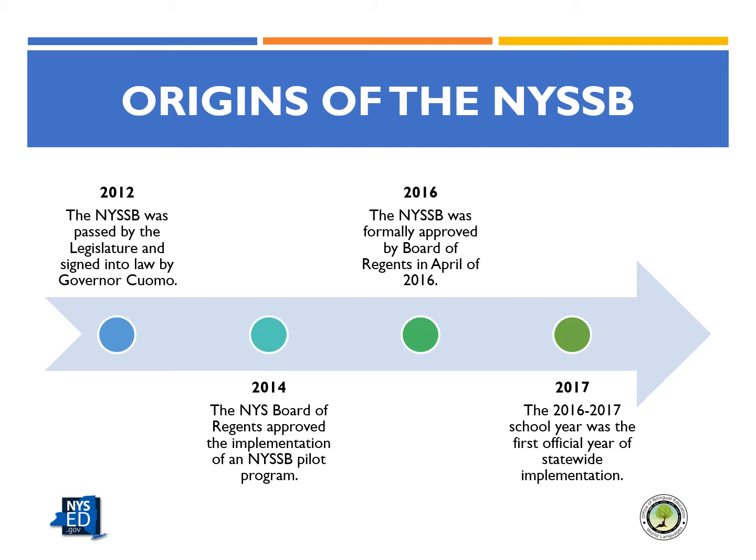In 2014, the New York State Board of Regents approved the implementation of a Seal of Biliteracy pilot program in a limited number of districts to inform the final set of criteria that would be established for all schools. The criteria for students to earn the Seal of Biliteracy was formally approved by the Board of Regents in 2016. The first year of full statewide implementation of the Seal was 2016-2017.